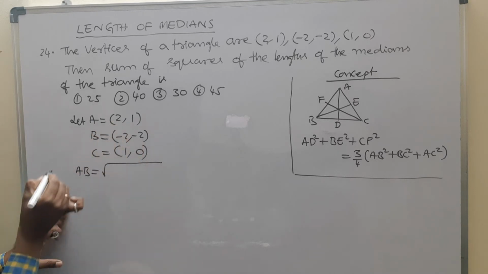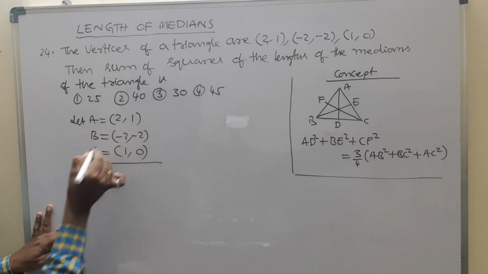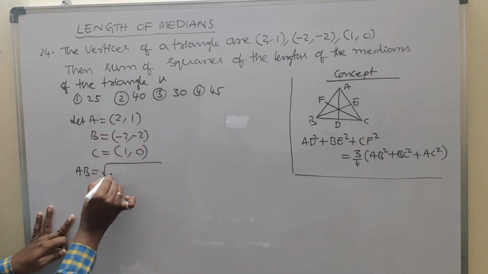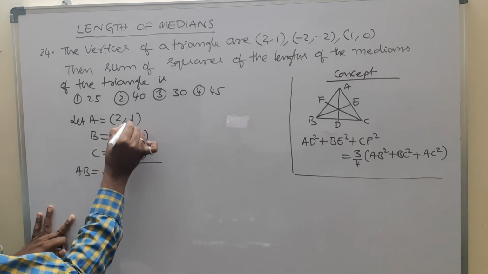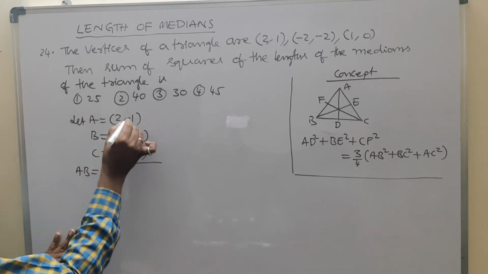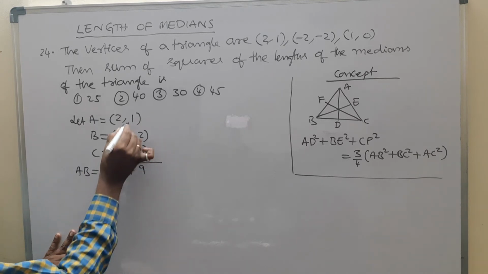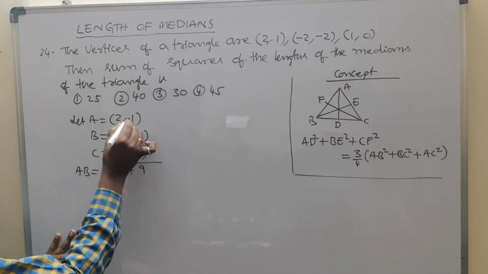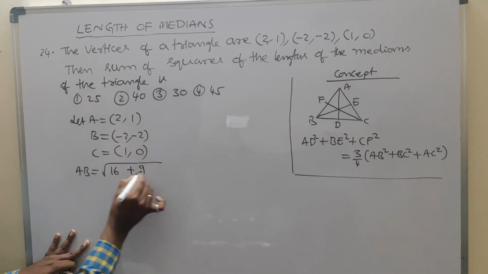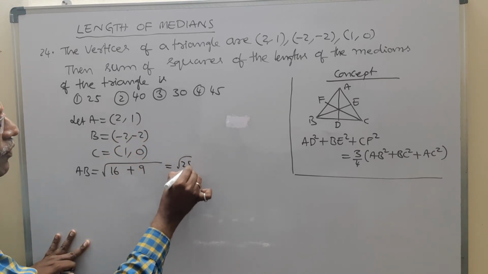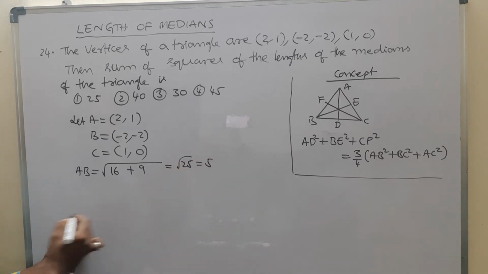2 minus of minus 2, plus 2, 2 plus 2, 4. 4 square, 16. 1 minus of minus 2, 1 plus 2, 3. 3 square, 9. 16 plus 9 is 25. Root 25 equal to 5.